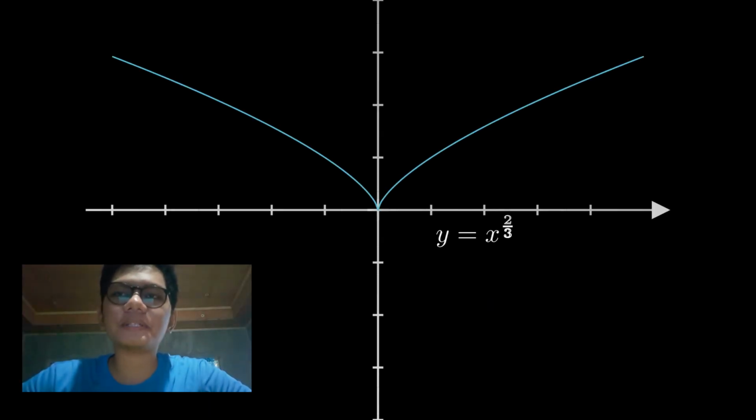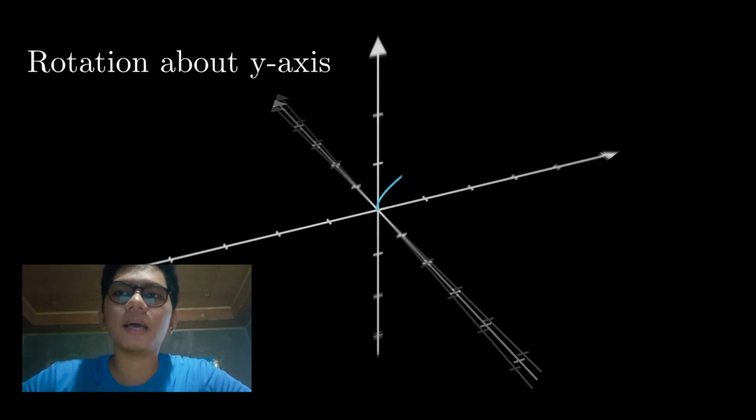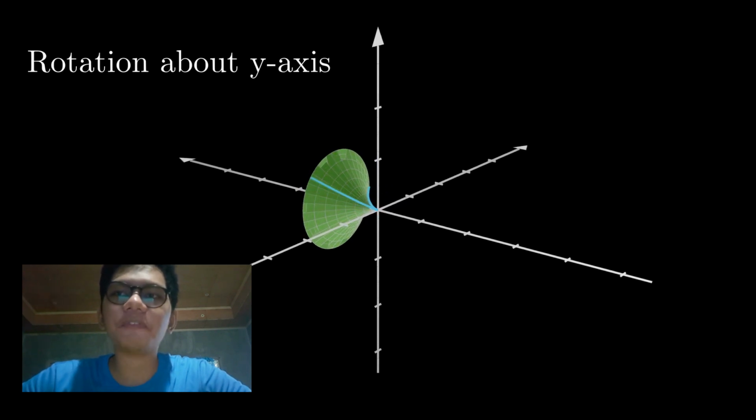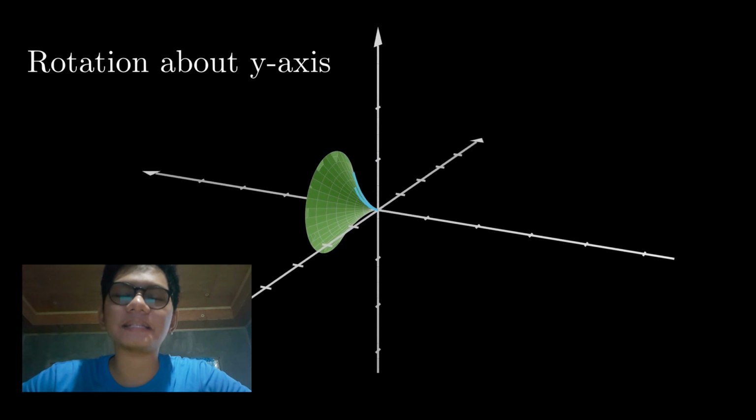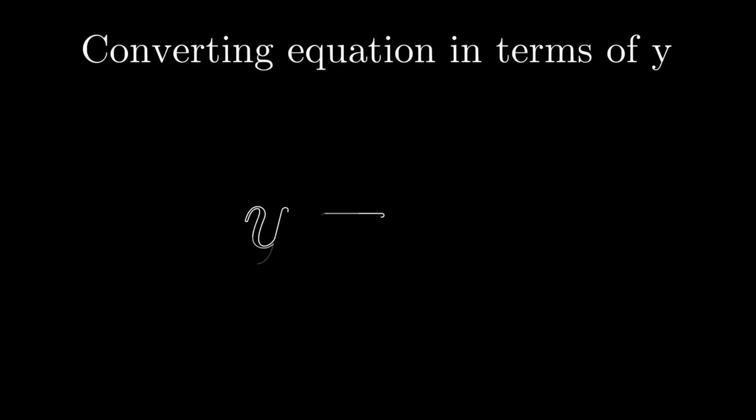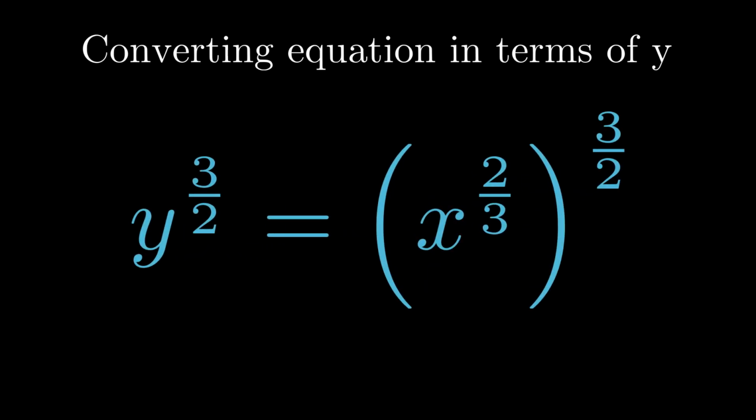Let's try another example. Consider y equals x raised to 2/3, bounded by x equals 0, and rotated about the y-axis. As you see, this one looks like a funnel when rotated. Let's find the volume of the figure from the y-axis to y equals 1. Going back to the formula, we substitute 0 for c and 1 for d, and then we must convert y equals x raised to 2/3 in terms of y. Raise both sides of the equation to 3/2.